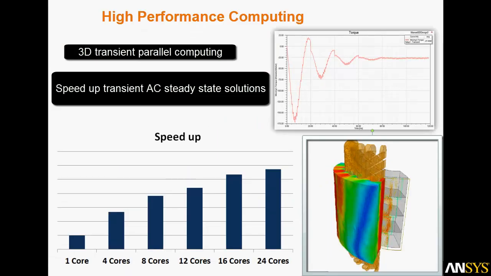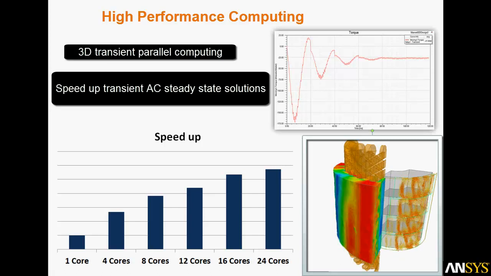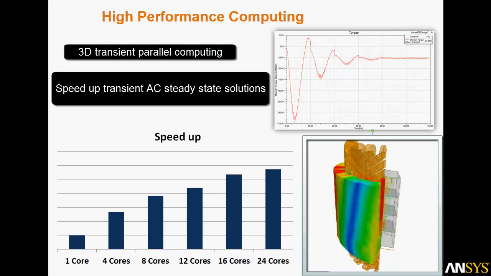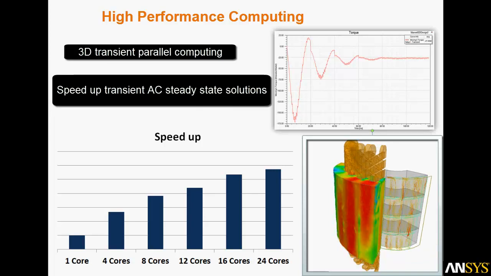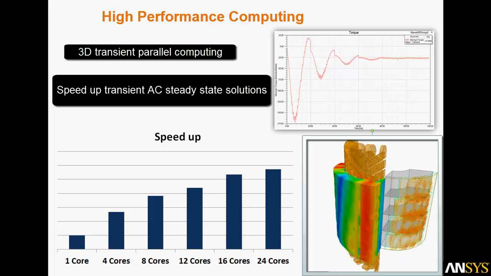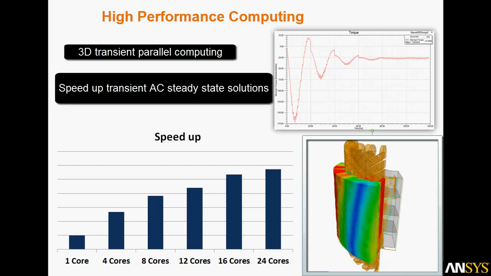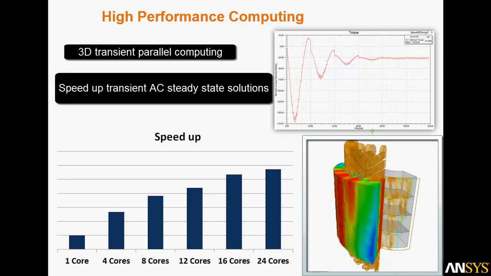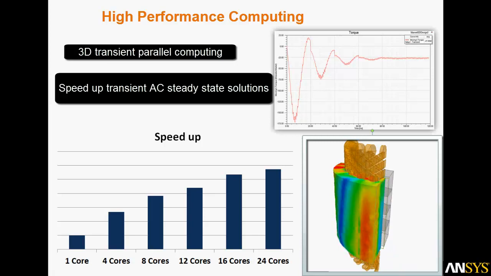High-performance computing speeds the solution of electric machines. ANSYS Maxwell can use parallel computing to speed 3D transient simulations. Here you see transient simulation of a large permanent magnet machine using parallel computing. The bar chart shows 5 to 6 times speedup and excellent scaling using multiple cores. We've also sped up the transient AC steady-state solutions. Here you see an induction machine that reached steady state 24 times faster using an advanced new algorithm.